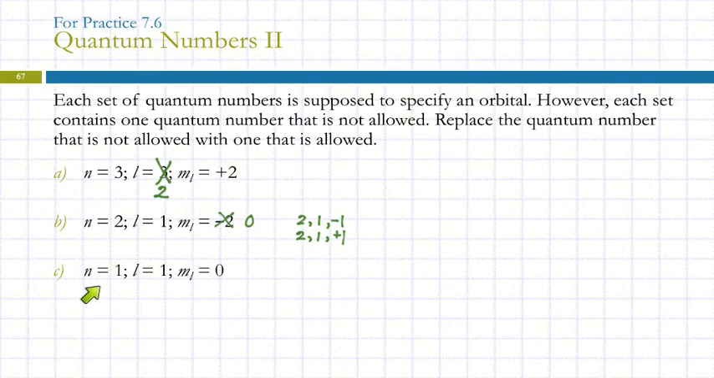What about this one? N equals 1. Can L equal 1? No. What would L have to be? 0. Because it can only go up to 1 less than N.